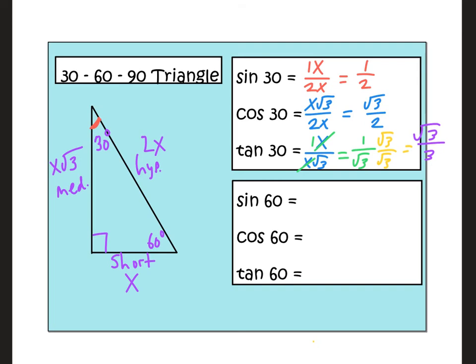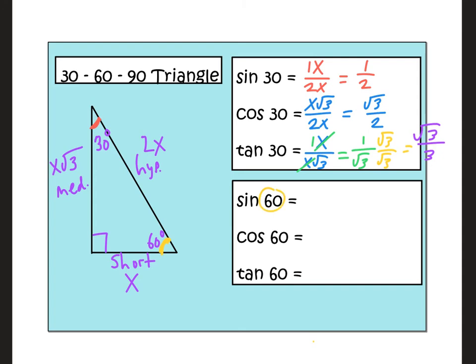Okay, and then finally, you know what, actually I think I'm going to leave the 60 degree as part of the assignment for you. I'll do the first one for you. But using the diagram, we should be able to do the same thing. Just notice now, for the 60 degree, we are now focusing down here.